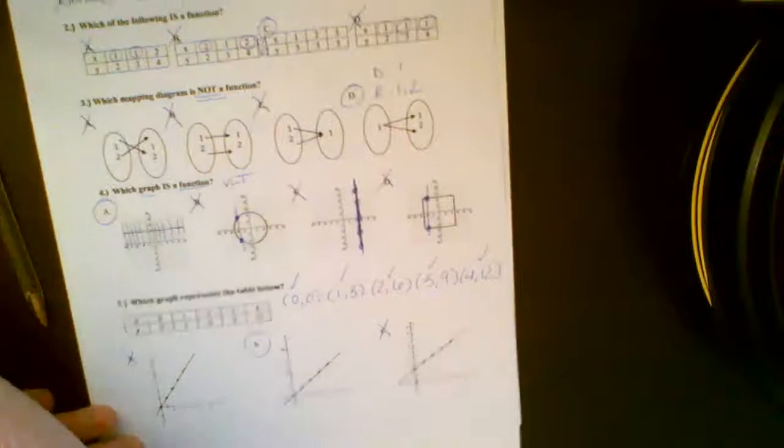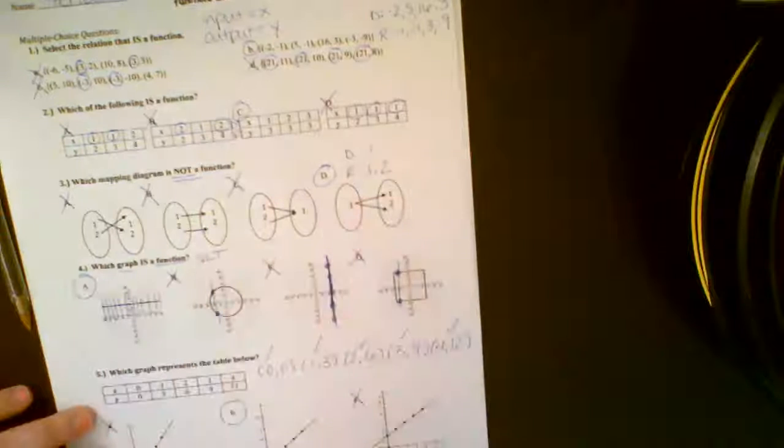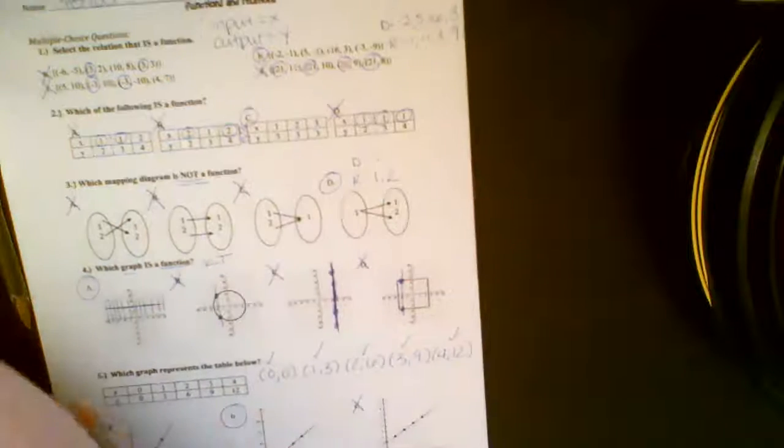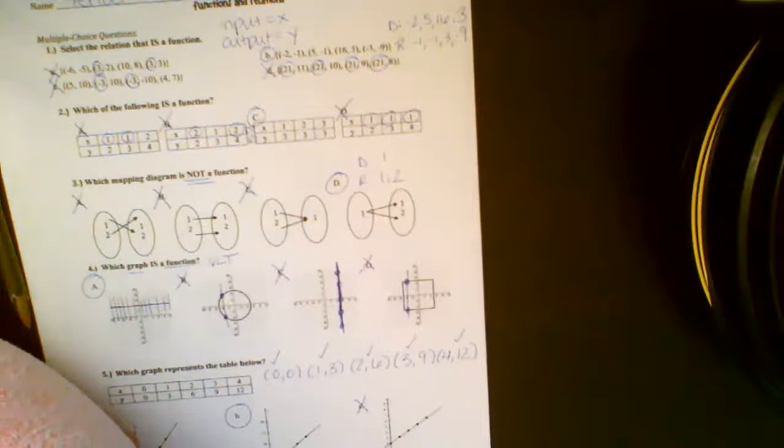Okay, so that's pretty much everything we talked about last week. We talked about domain and range. We talked about ordered pairs, tables, mappings. We talked about the vertical line test. Okay, so that's our review from last week.